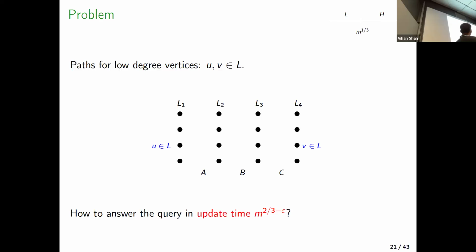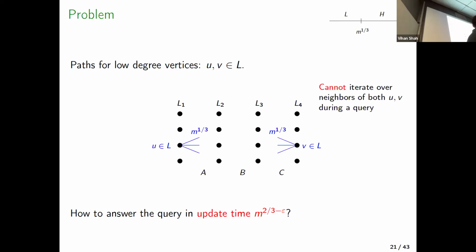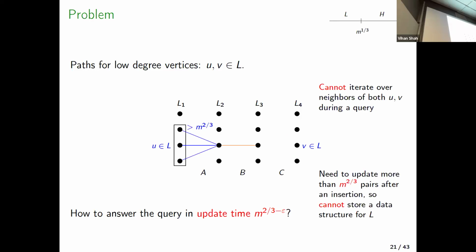Okay. So how do we get this update back, right? Let me give you an example, which is a sort of barrier. If I just have these low degree vertices, and I want you to tell me the number of paths between them, how are you going to do it? You can't iterate over both of their neighbors because that's what we did for 2/3 time. But now in less than 2/3 time, you cannot iterate over their neighbors. Right? Good. What you also cannot do, and this is the problematic thing, is store data structures for low degree vertices directly. Why?